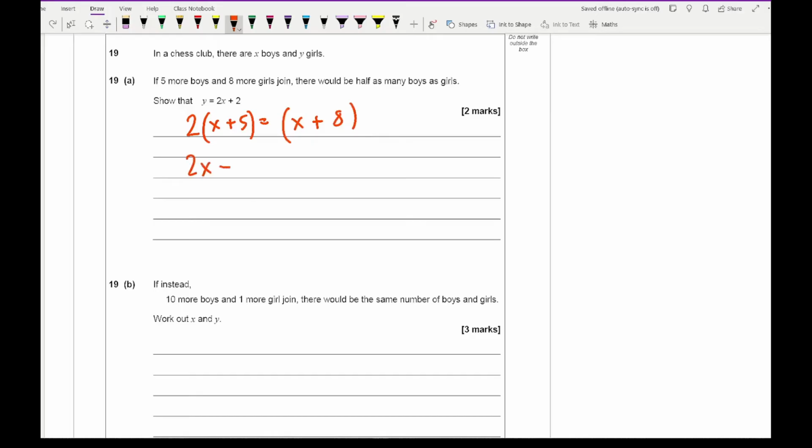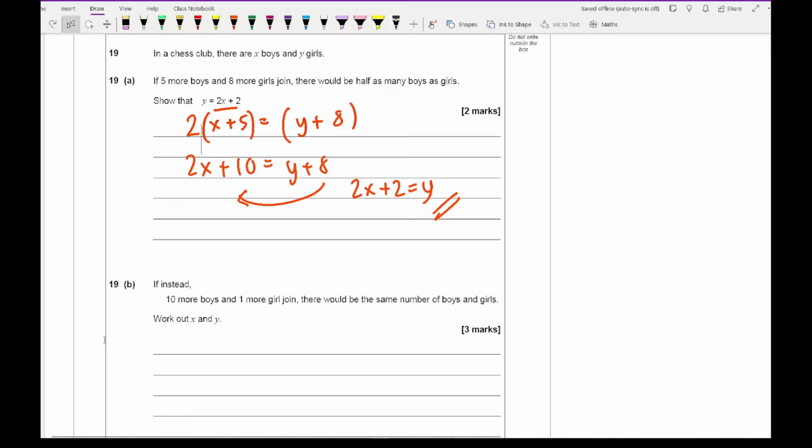Now if I expand the brackets, I get 2x plus 10 equals, that should be a y, not an x, y plus 8. Then if I take the 8 over, I get 2x plus 2 equals y. And there I've proved what they've asked me to show.